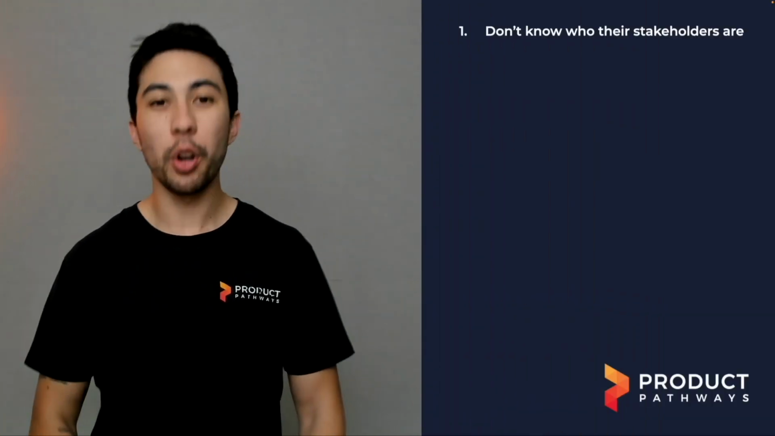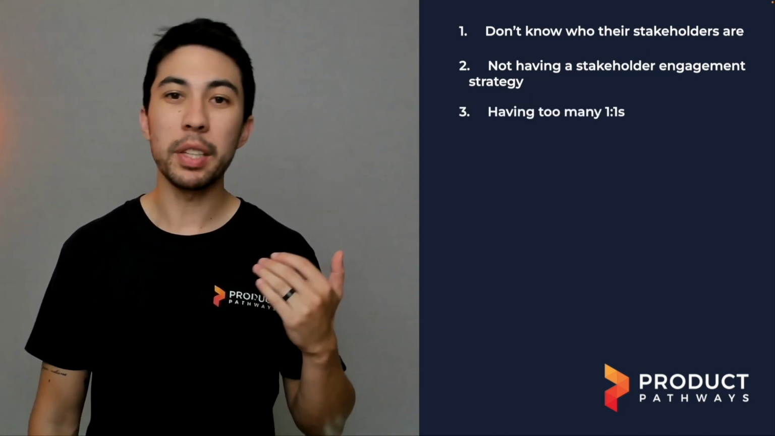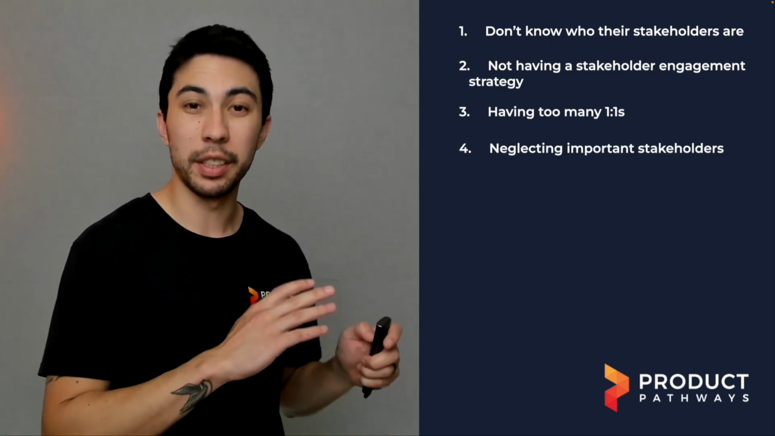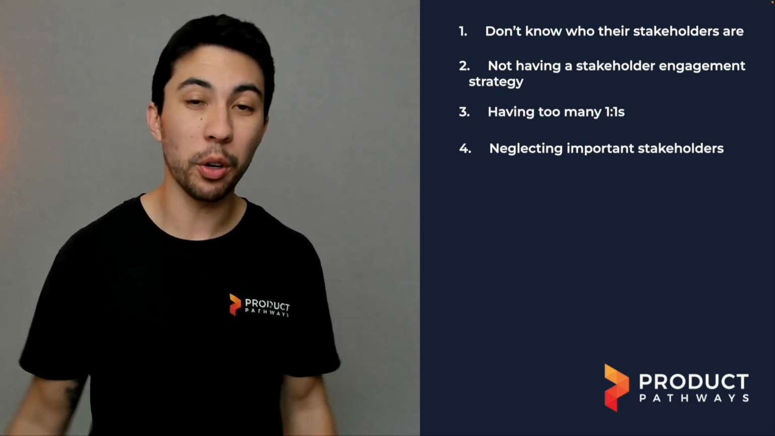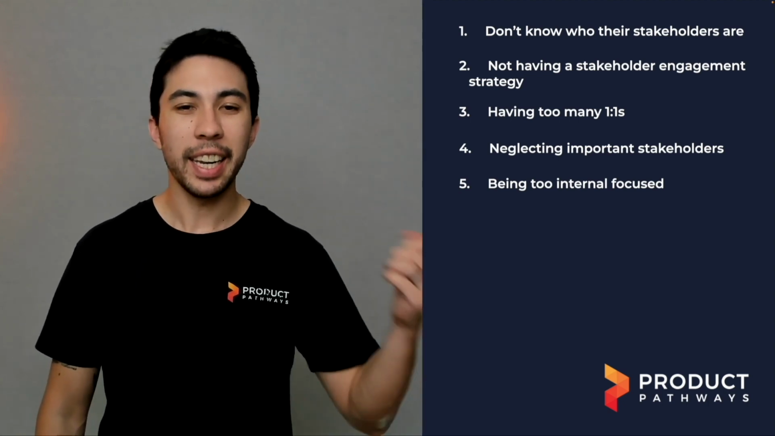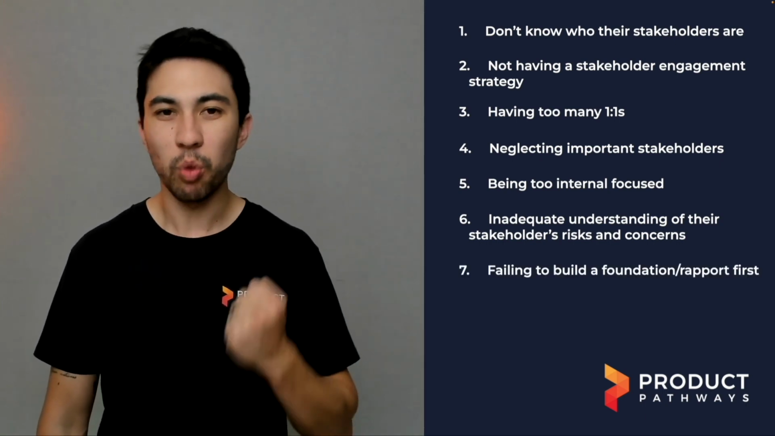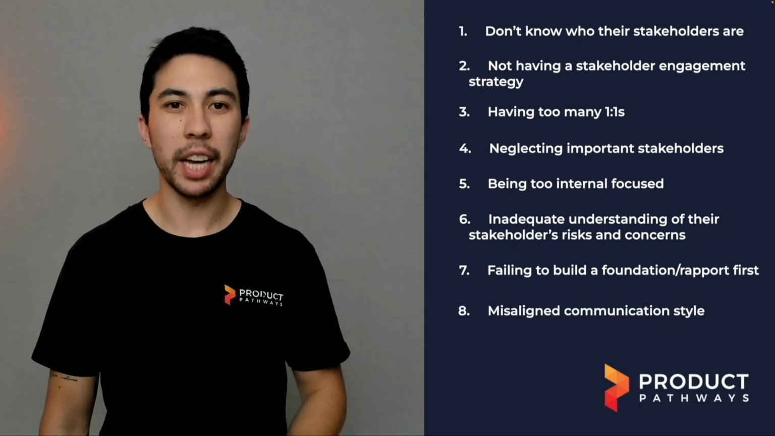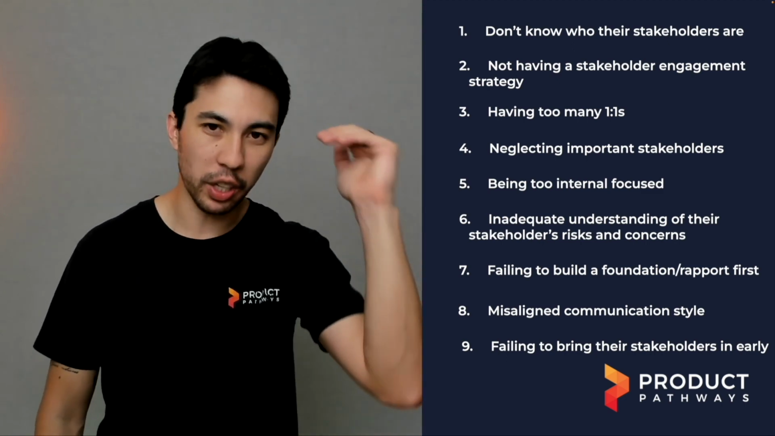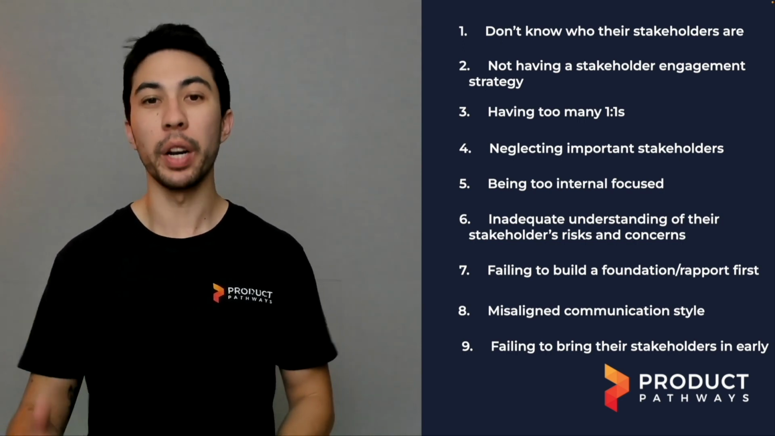The first one is that they don't know who their stakeholders are. Many also don't have a stakeholder engagement plan. Another common trap is to have too many one-on-ones, neglecting important stakeholders, so focusing only on a few and not tackling the really important ones. That also goes to treating all stakeholders equally or the same, being too internally focused, forgetting those suppliers and those other stakeholders, inadequate understanding of stakeholders' risks and concerns, failing to build rapport first and a right foundation for things to grow, misaligned communication, and finally failing to bring those stakeholders in early. We're going to dive into each of these, but I wanted to just kind of rattle off the list. We'll dive into each of these now in detail and talk about how you can go about avoiding those mistakes.